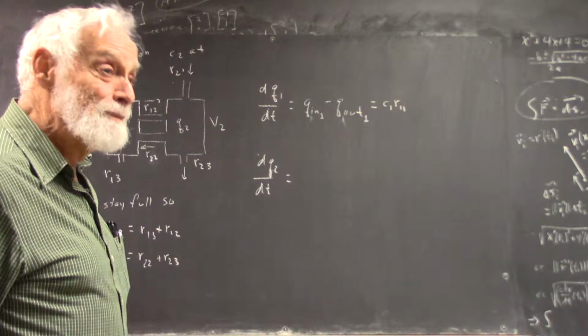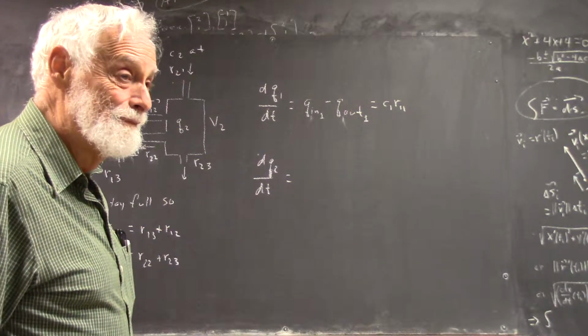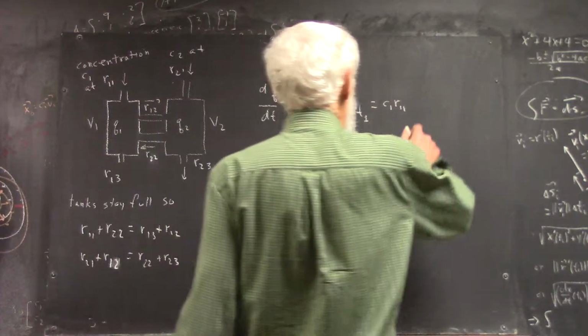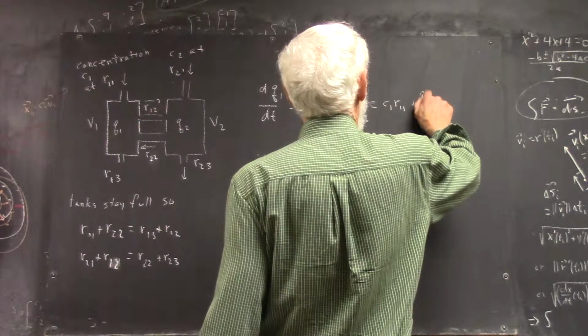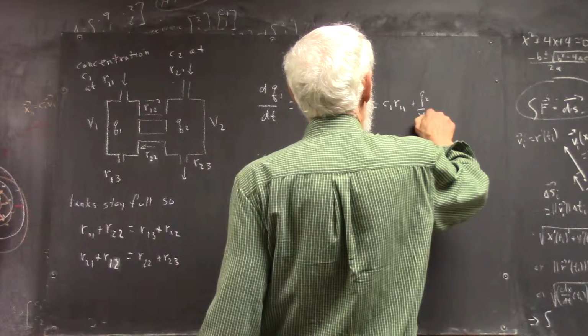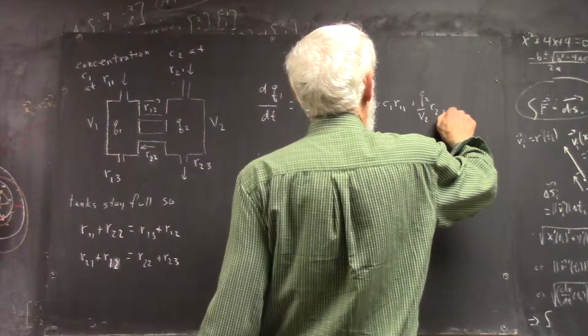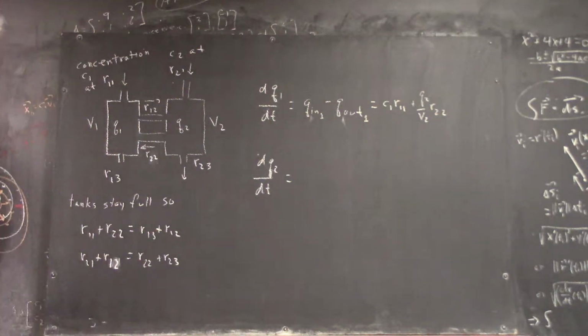You just told me. Q2 over V2 times R22. Yeah. Not hard. Okay. Now what? You're going to have to subtract Q out, right?